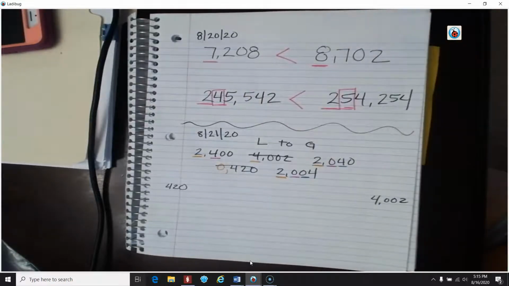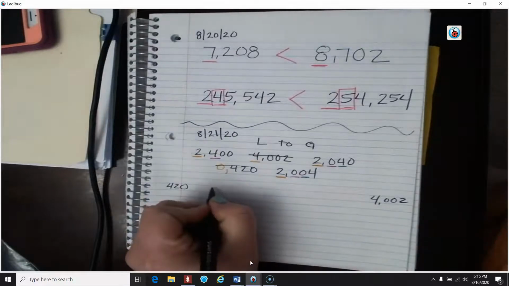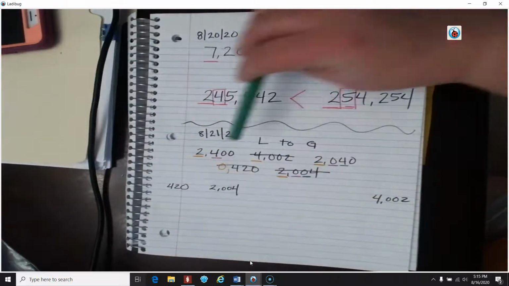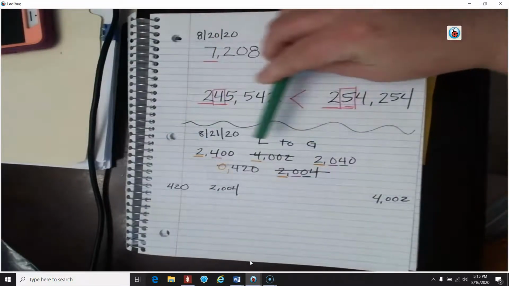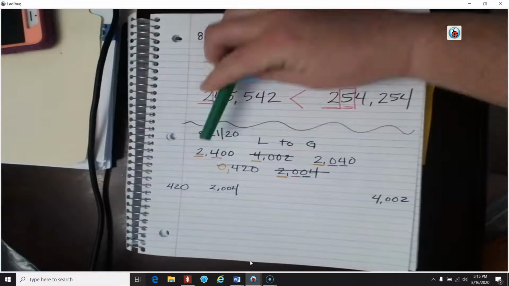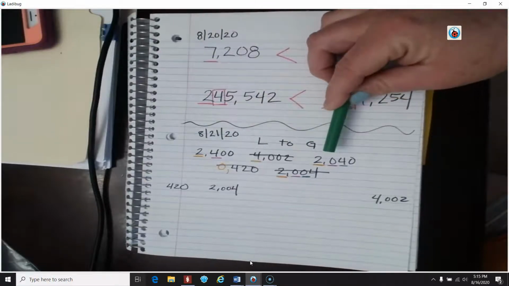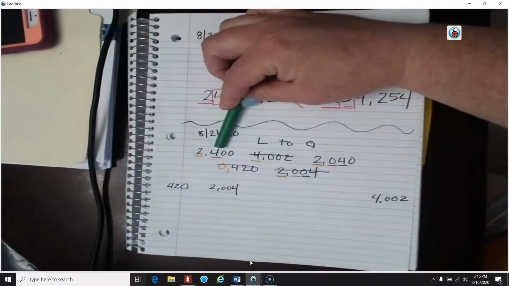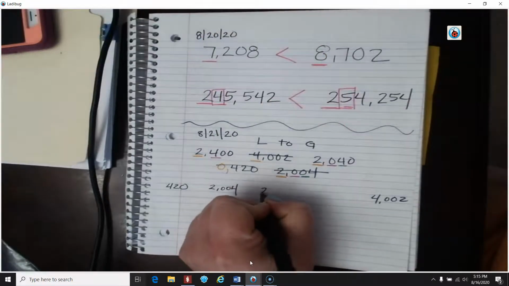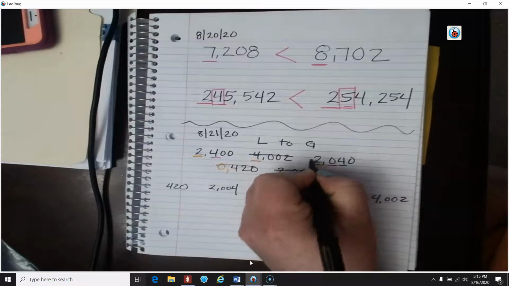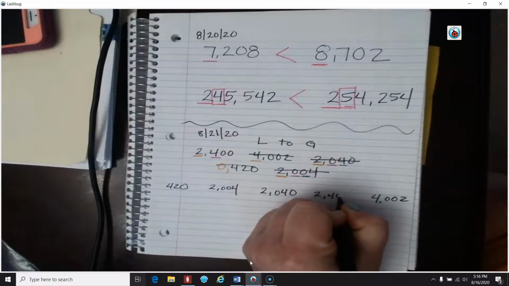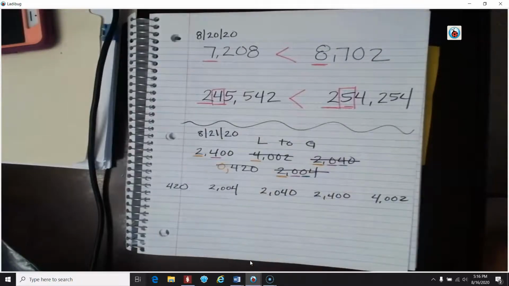So this one is going to go next on my list, 2004. Okay, now I have these 2 left. And if you remember, that one had a 4 in the hundreds. This has 0 hundreds. So I know that this number is smaller or less than this number. Okay, so this one goes next, 2040. And then that leaves us with that one, 2,400. Okay, now I always want to double check my work before I assume that I'm done.